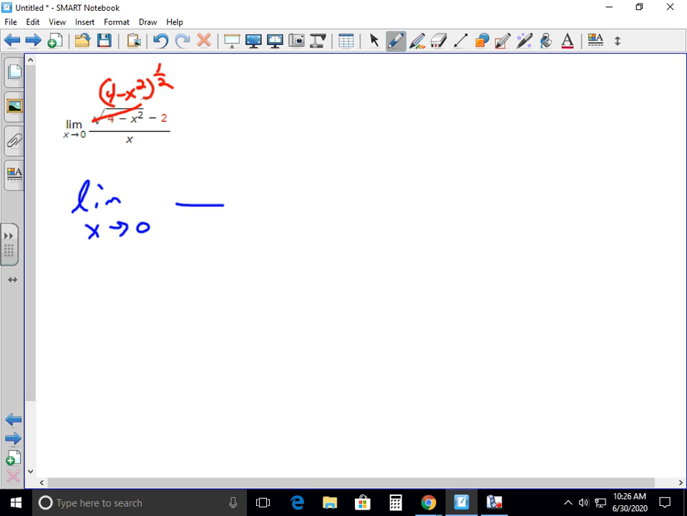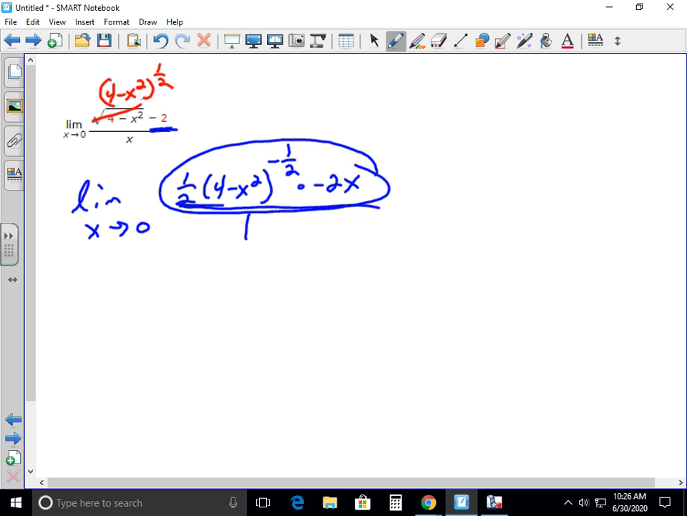if we take the derivative of the top, we get 1/2 times 4 minus x squared to the 1 less power times the derivative of the inside, and then the derivative of minus 2 is 0. On bottom, the derivative of x is 1. So this is just the chain rule for this. 1/2 comes down, do that to the 1 less power, multiply times the derivative of the inside. The derivative of that 0, the derivative of that is 1. This 2 and that 2 reduce.